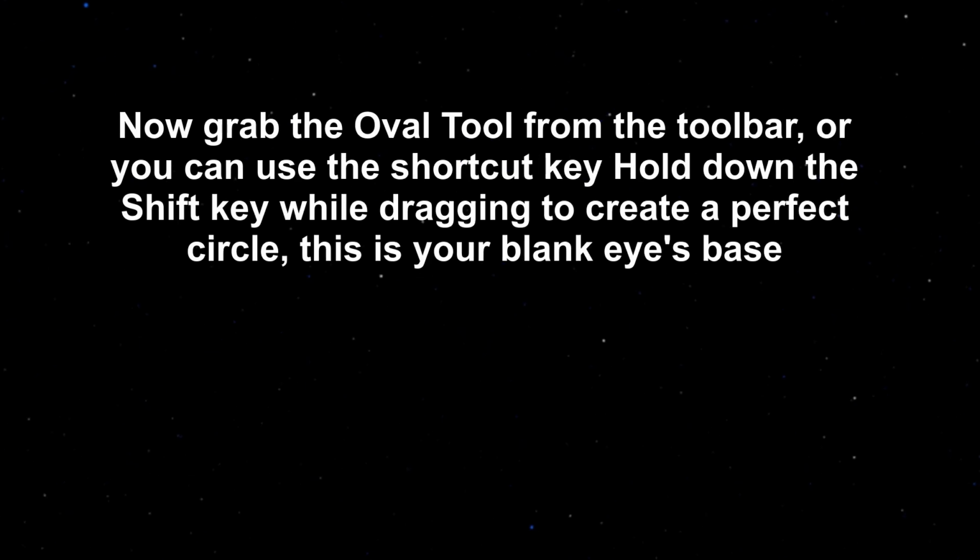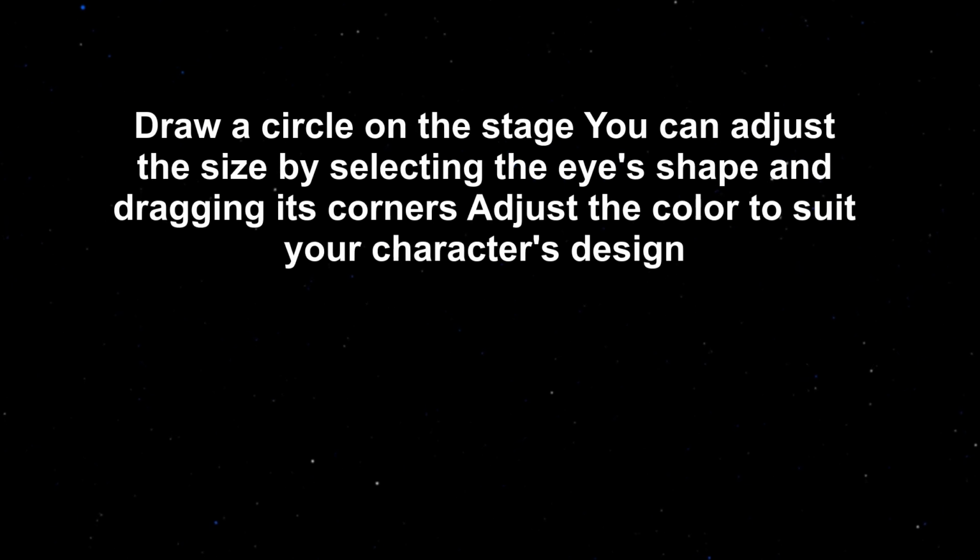Now grab the oval tool from the toolbar, or you can use the shortcut key. Hold down the shift key while dragging to create a perfect circle. This is your blank eyes base. Draw a circle on the stage. You can adjust the size by selecting the eye's shape and dragging its corners. Adjust the color to suit your character's design.